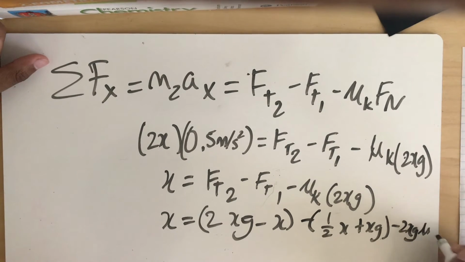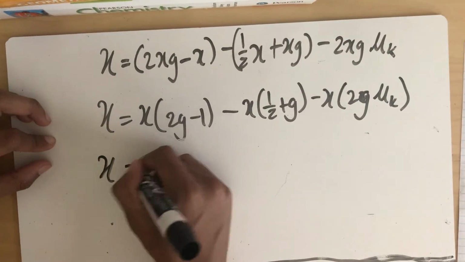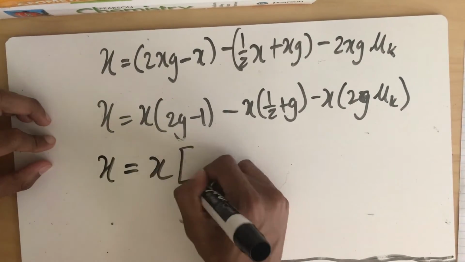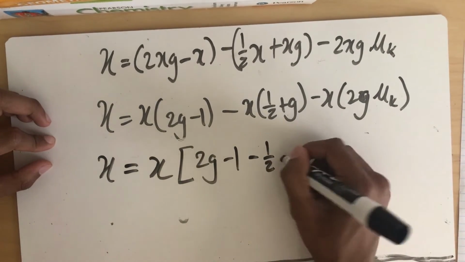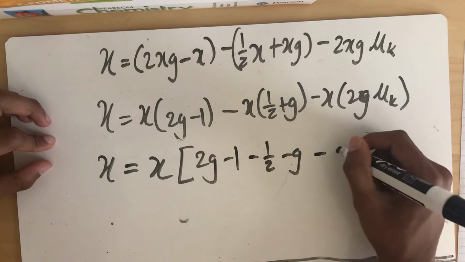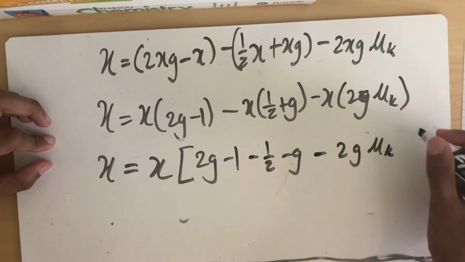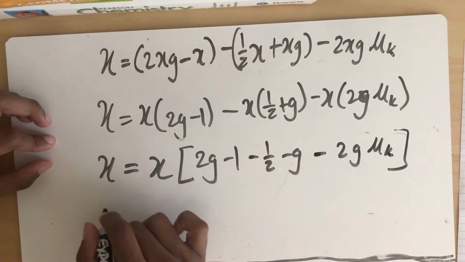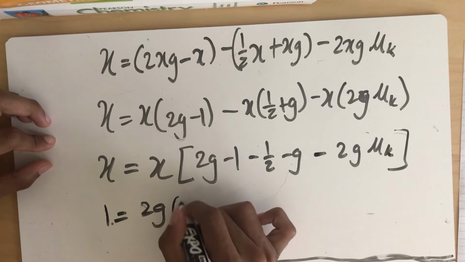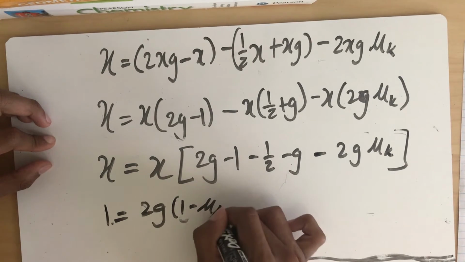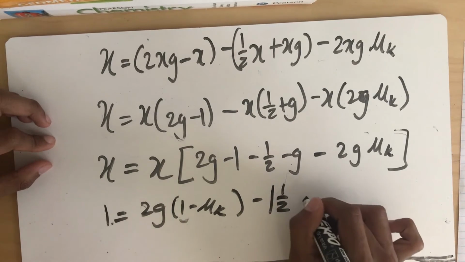And mind you, these are all the values of force of tension 2 and force of tension 1 we got from the first sigma F statements. Next, all I've done is taken out all the x's from each of the terms, and we get x times (2g minus 1 minus half minus g minus 2g mu k). And then we're going to divide by x, which gives us 1 equals 2g times (1 minus mu k) minus 1.5 minus g.